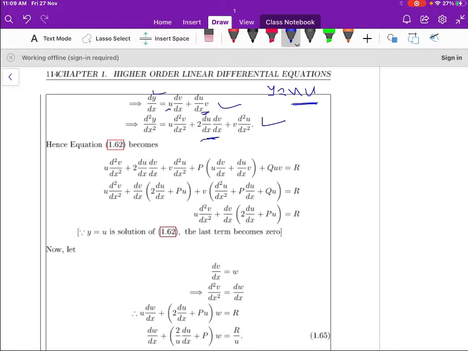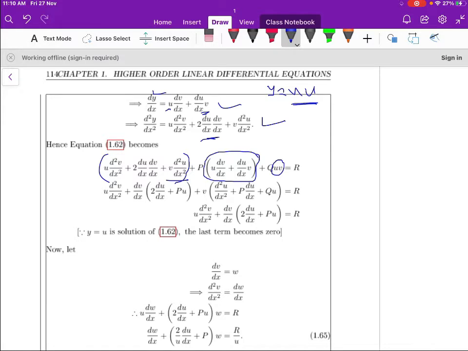Now substituting y, dy by dx and d square y by dx square in equation 1.62, we get u into d square v by dx square plus 2 into du by dx into dv by dx plus v into d square u by dx square. So this is d square y by dx square plus p into this part, dy by dx, plus q into this part, y, is equal to r.